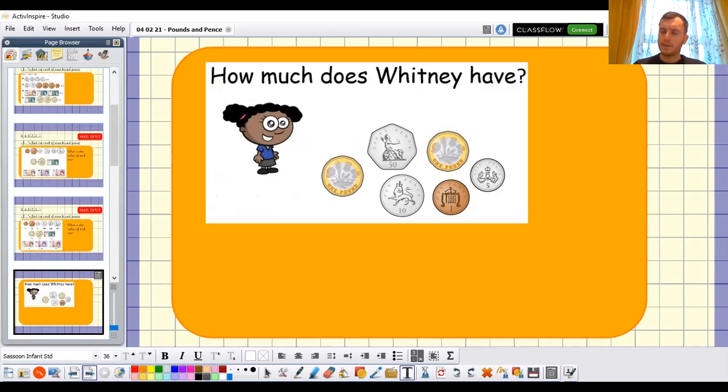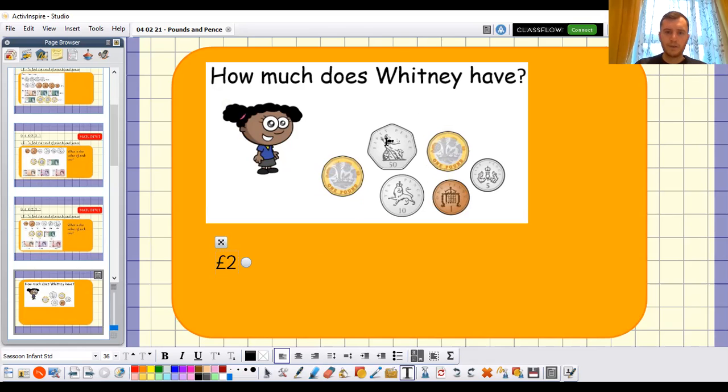Another question to recap slightly on what we did yesterday, but to build on it even further. How much does Whitney have here? Now I'd start by counting my pound coins. And there's £1 coin here and another pound coin. That's £2. So I'm going to make a note of that quickly. But the pounds is £2.